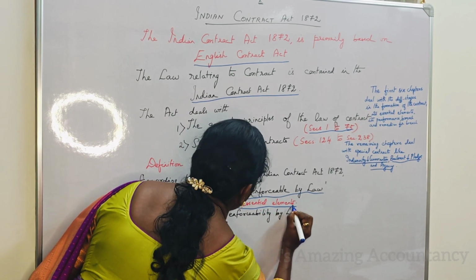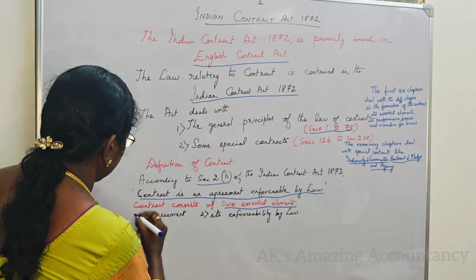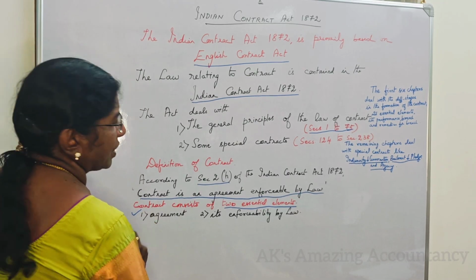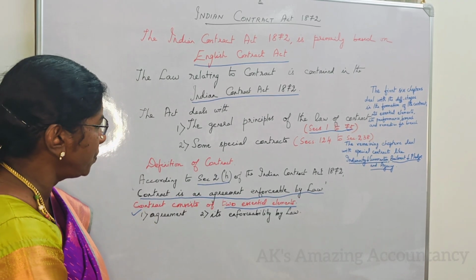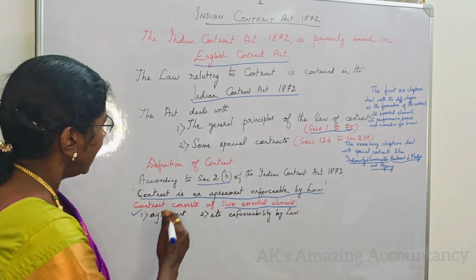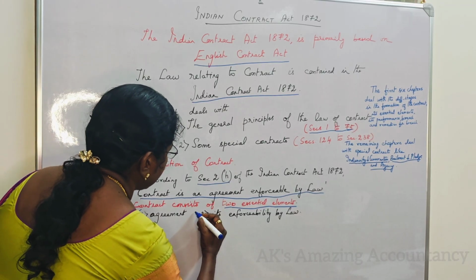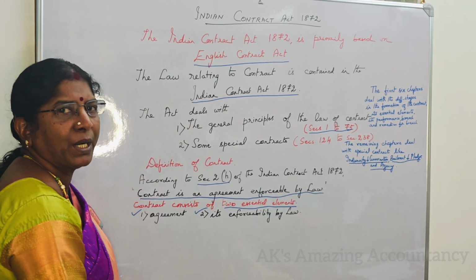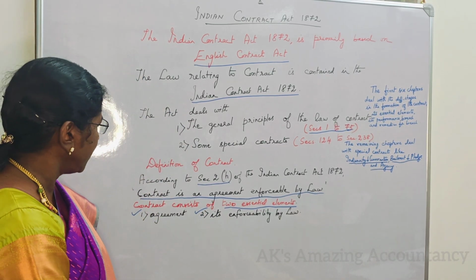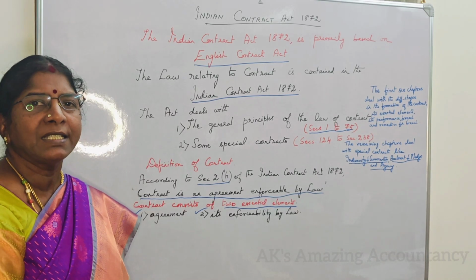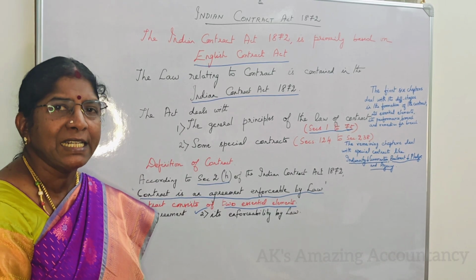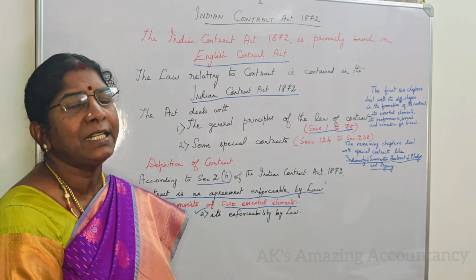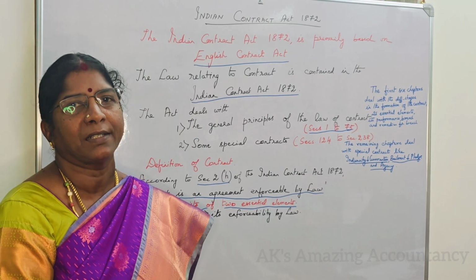So what are the 2 essential elements? The first essential element is agreement. So there should be an agreement basically, and the second one is its enforceability by law. So there should be an agreement, then such an agreement should be legally enforceable. Only then it will result in a contract.